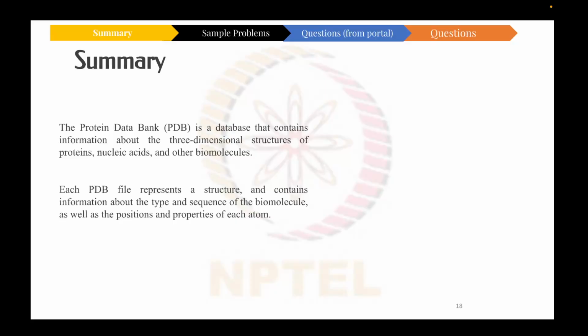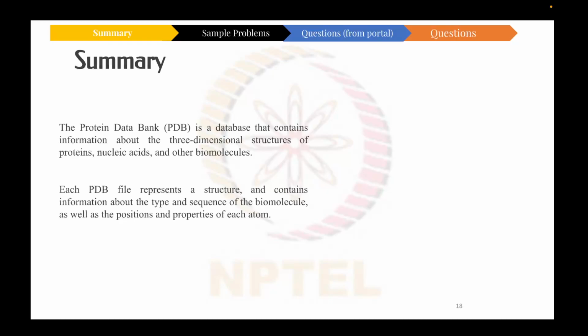Each PDB file represents a single structure and contains information about the type and sequence of the biomolecule as well as the positions and properties. The PDB format provides Cartesian system based coordinates.